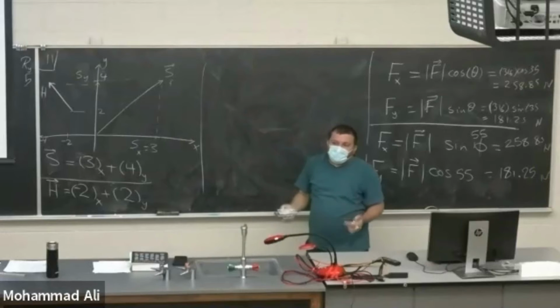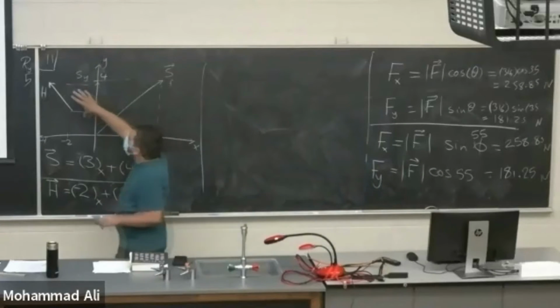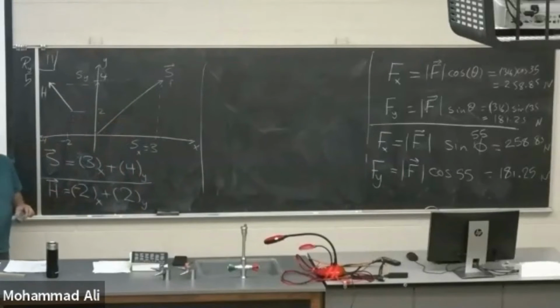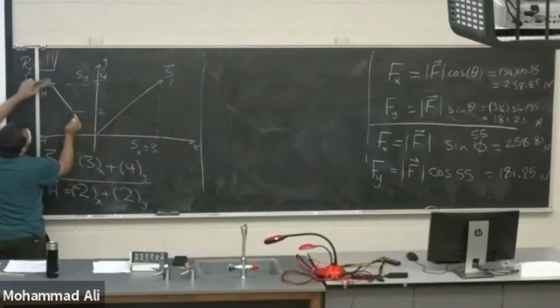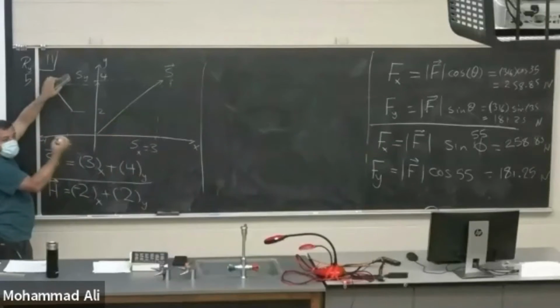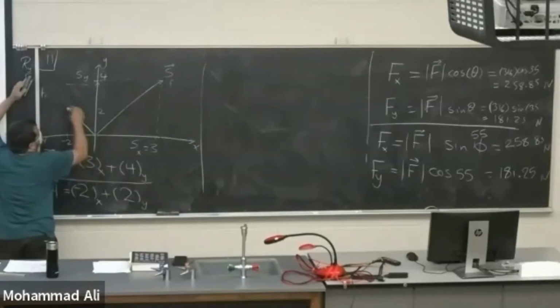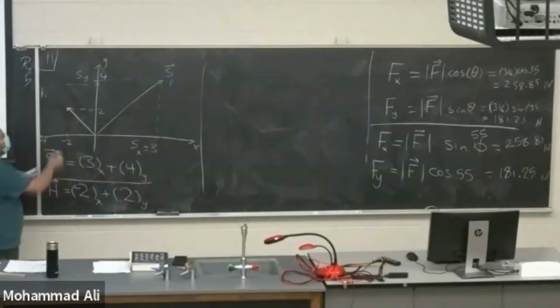Now, I can draw my vectors in a different way. I can move H to the origin, keeping its length and its direction. So it is from positive 2 in Y direction and negative 2 in X direction. It is the same.